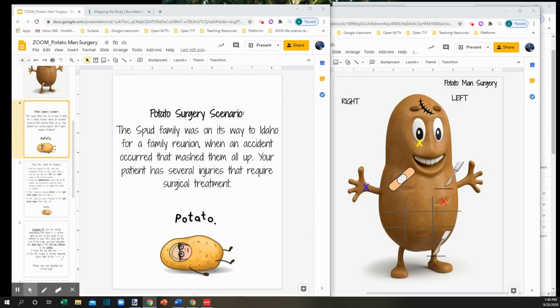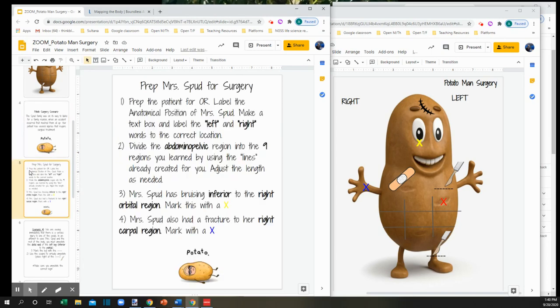All right, so I just wanted to go over what your spud should have ended up looking like. As you can see off to the right, that is a correctly labeled spud. I'm going to go through each one of the steps and give you a quick review, and you can see where you might have gone wrong.